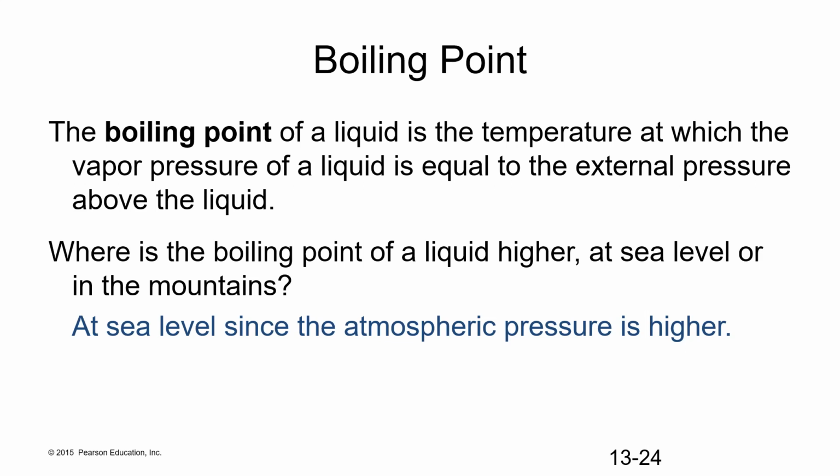But boiling points. In order for a liquid to boil, the vapor pressure of the liquid has to be equal to the external pressure above the liquid. So if we start traveling into higher altitudes, we are going to start seeing lower boiling points because there's less pressure. It's going to be easier for a liquid to boil at higher altitudes because there's not as much pressure.